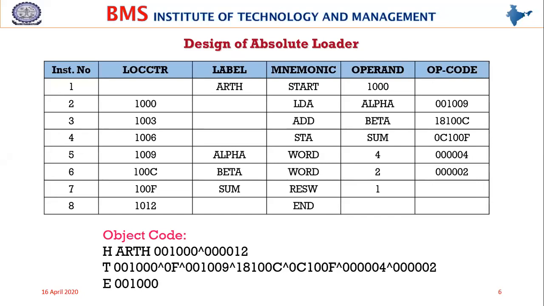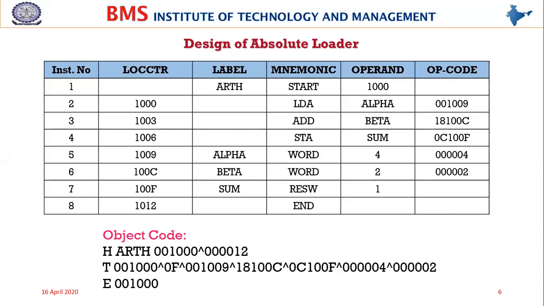In this text record, we are having the object codes starting from 00100 till 0F. That much of the text we are accommodating in this text record. We have hardly 5 text records, hardly 3 text records. That's all. First one is 00109 and then 18100C and then 0C100F, and the constants are also mentioned. And the end record is again specifying the start address from where the execution happens.